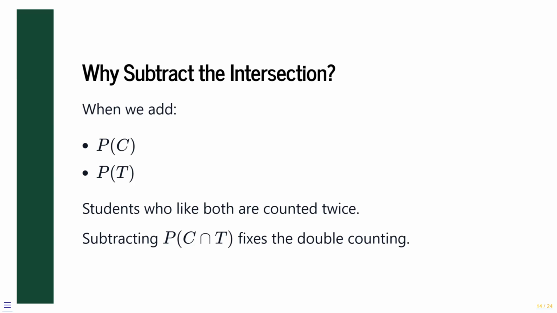Notice why we subtract 0.30. When we added 0.60 and 0.45, the 60 students who like both coffee and tea were counted twice, once in each category. Subtracting the intersection removes that double counting and gives the correct answer.